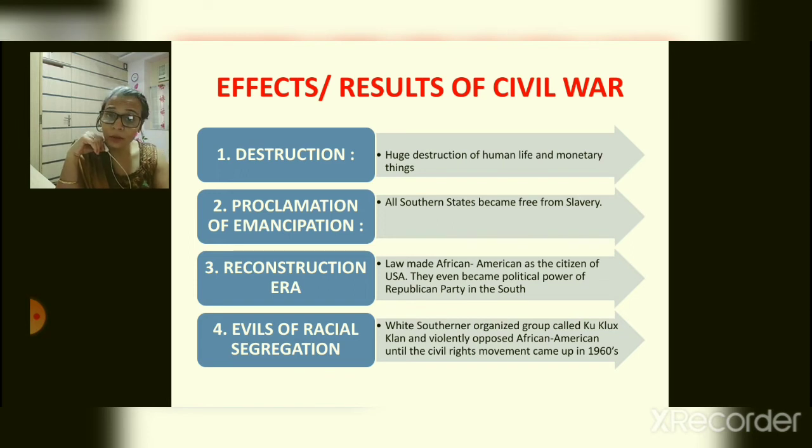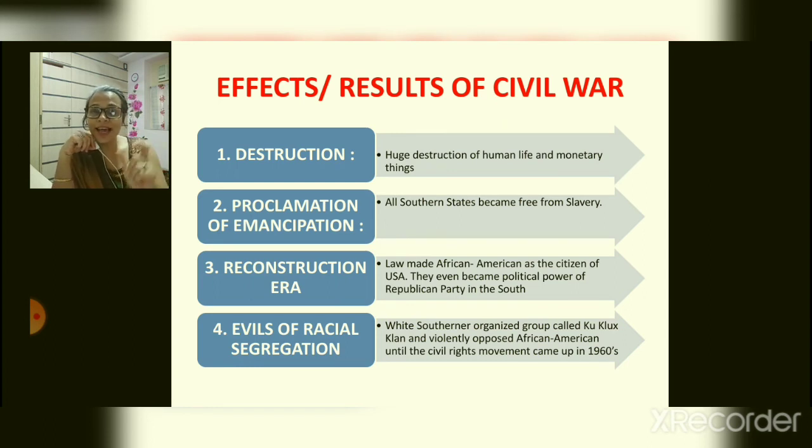Now, one good thing that happened was the Proclamation of Emancipation. Now, this was started by Abraham Lincoln. Based on this, lawfully, slavery was abolished from all the states of the South. No more slavery would be practiced in the states of the South. Then the Reconstruction era came up. The Reconstruction era means whatever improvements were done after the war, that's called Reconstruction.